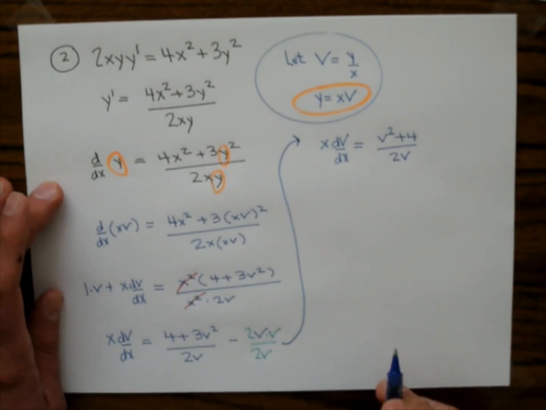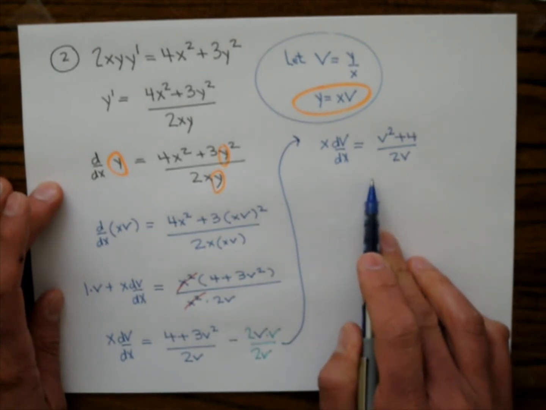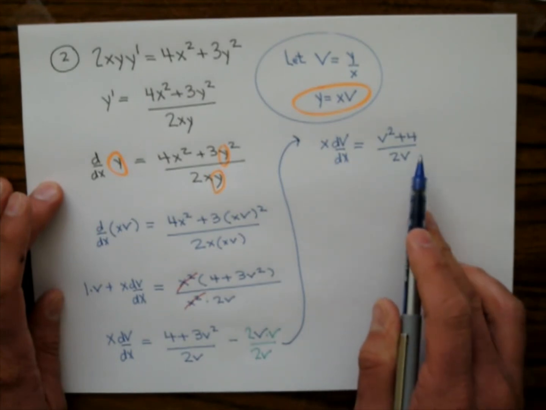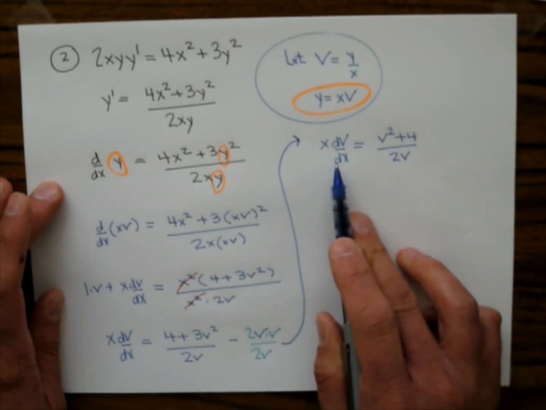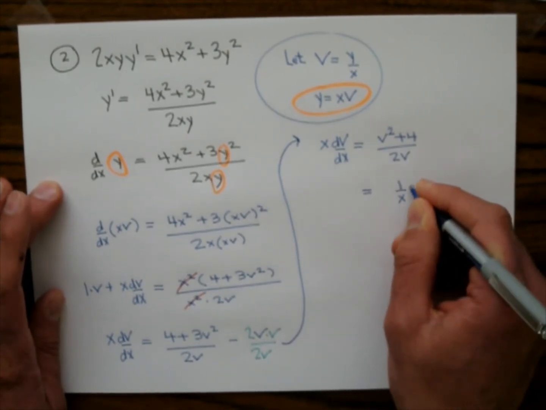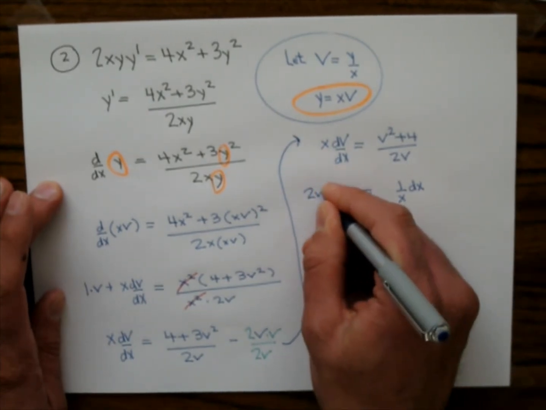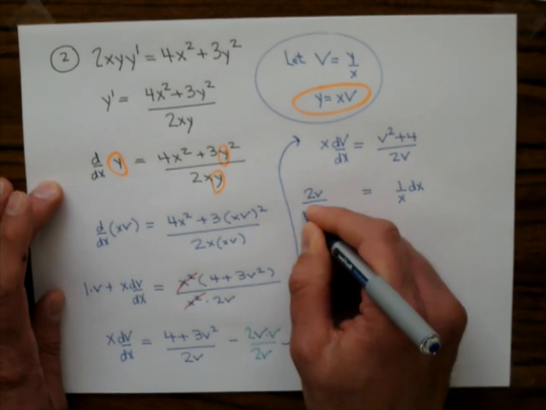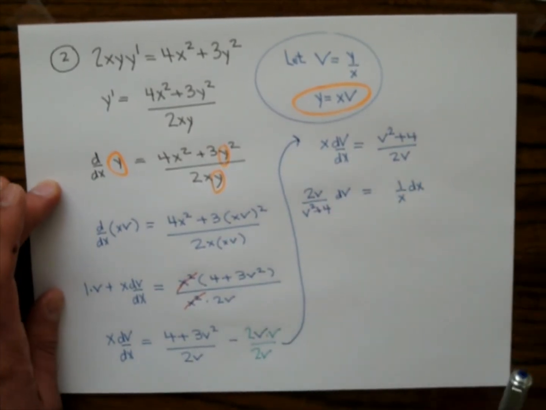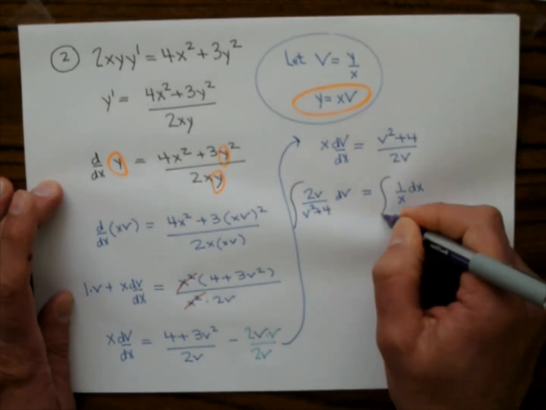Okay. Now what I'm going to do is recognize this as a separable equation. With the separable equation, I'm going to put the x's on the right side and the v's on the left side. So on the right side, I'm going to have 1 over x dx. And on the left side, I'm going to have 2v all over v squared plus 4 dv. The next thing I'm going to do is integrate both sides.